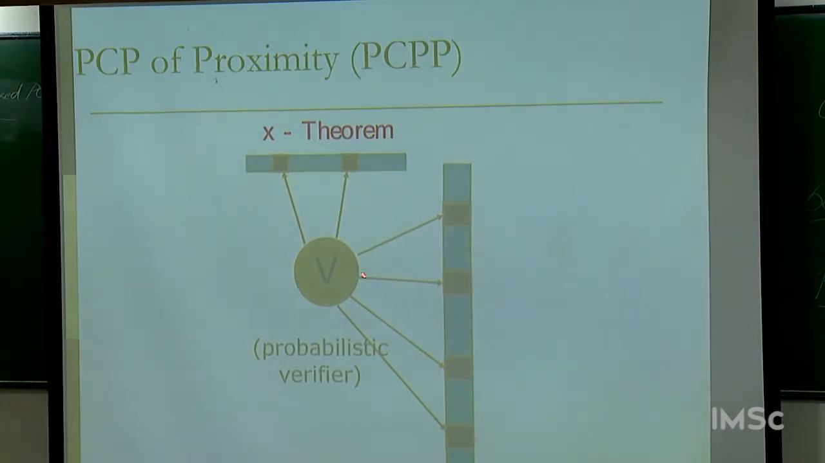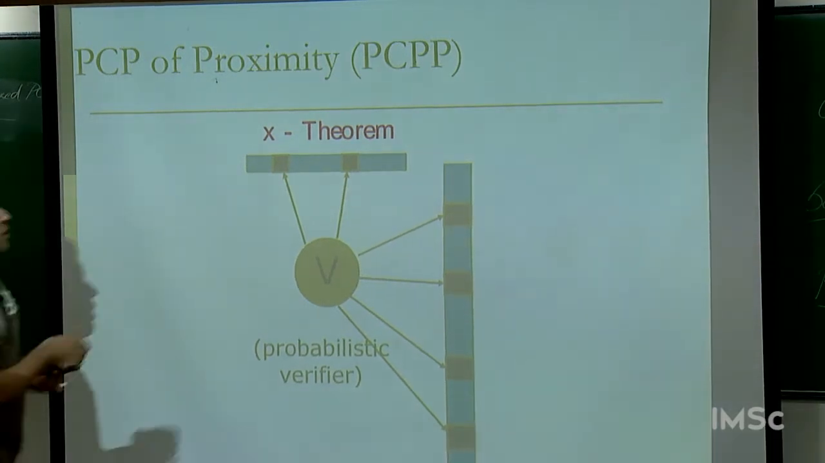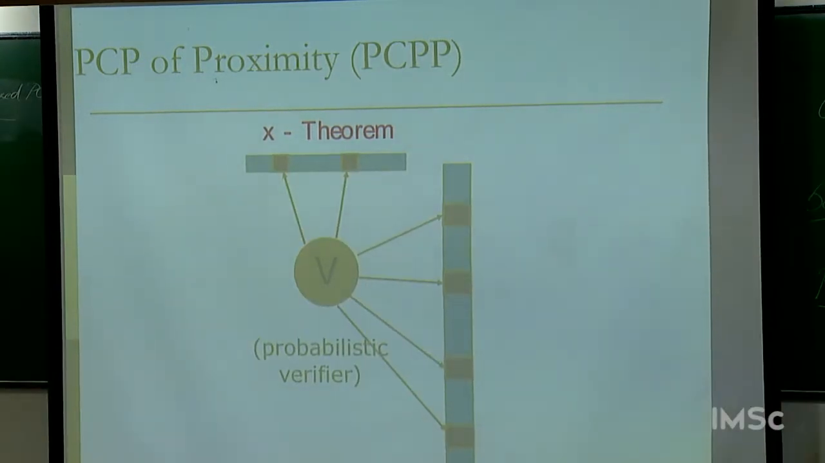But it seems quite bizarre to expect such a thing to be able to distinguish things which are in the language from outside the language, because things which are in the language and outside the language can disagree in just one location. And there's no way I can distinguish them by just probing this one. So we will change our completeness and soundness requirement the following way.